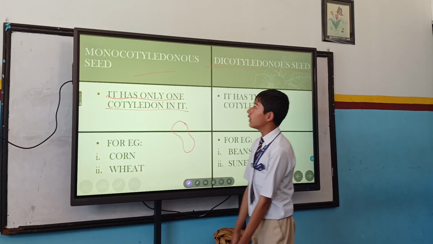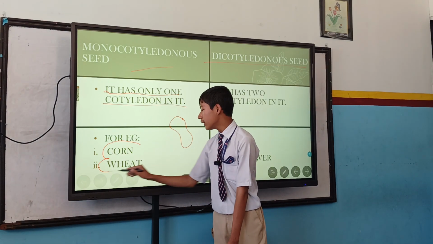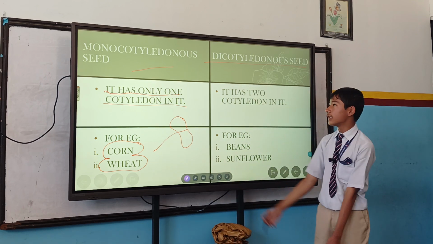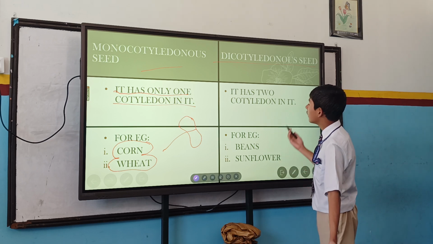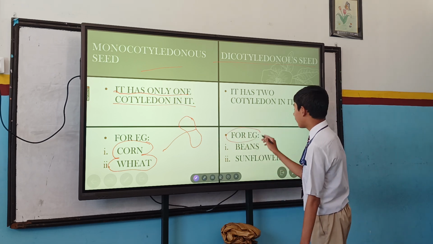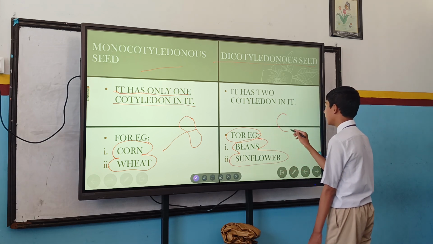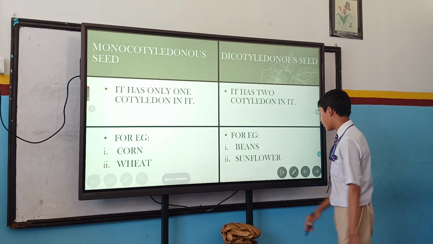The examples of monocotyledonous seed given here are corn and wheat. In corn and wheat there is only one cotyledon, so they are referred to as monocotyledonous seeds. The next point is that the examples of dicotyledonous seed are bean and sunflower. We know bean has two cotyledons in it. So that's all about the second.